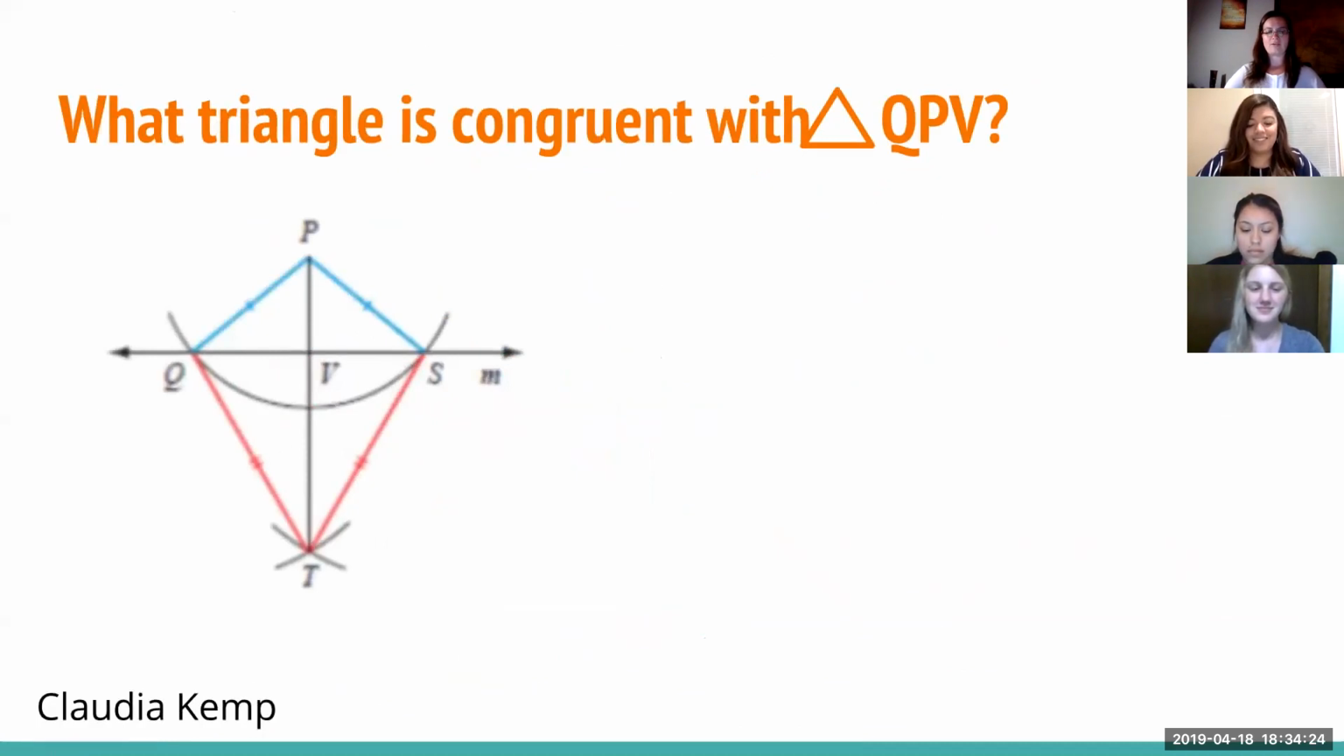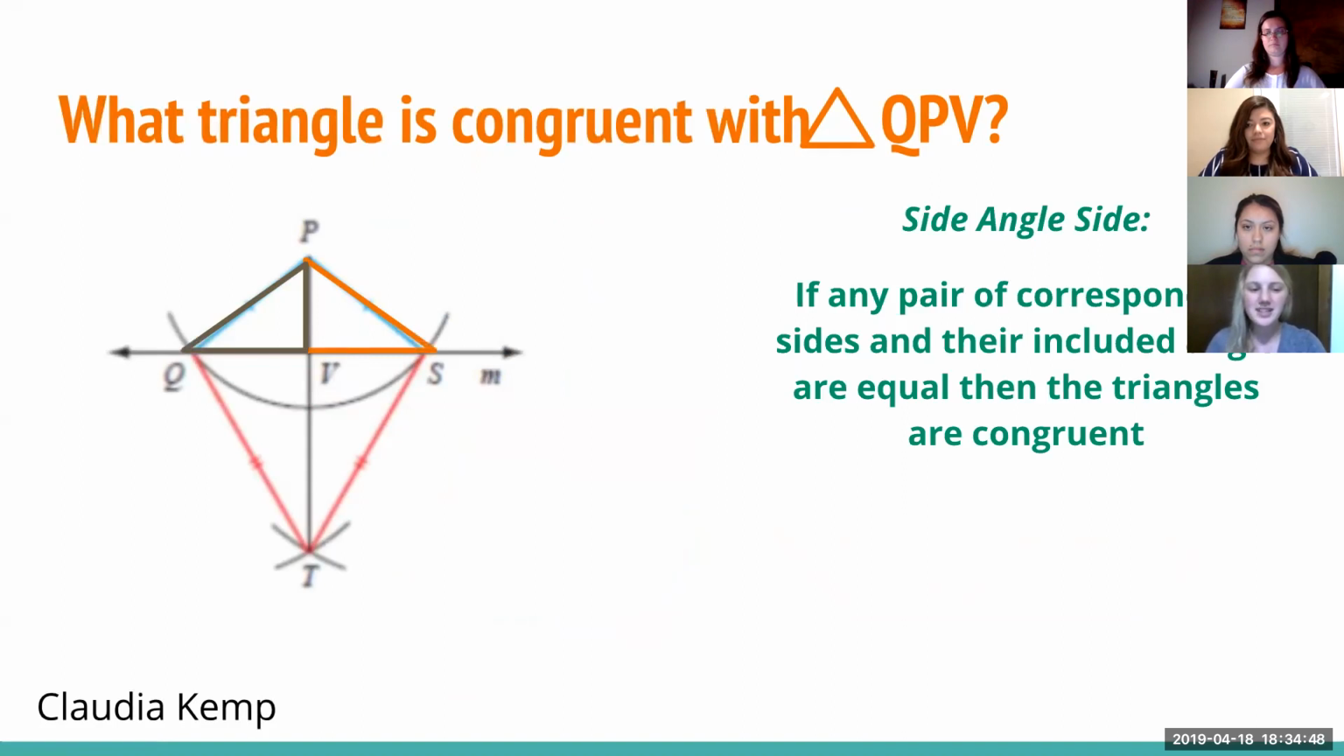Hey, Claudia, what triangle is congruent with triangle QPV? Great question, Jessica. Triangle QPV can be seen here. A triangle that is congruent with this triangle would be triangle SPV here. How do you know that? Well, we know this because of the side-angle-side property, which states that if any pair of corresponding sides and their included angle are equal, then the triangles are congruent. The two triangles share one side, so that side is congruent, and they both have 90-degree angles. Therefore, the triangles are congruent. Thank you. That's a great explanation.